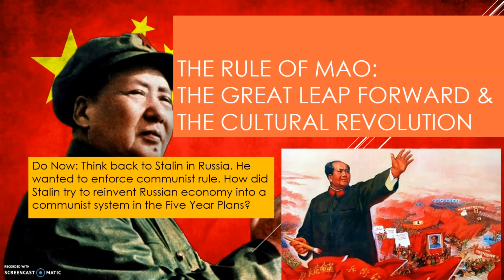So, first, you're going to get started with answering a question about Stalin and Russia. What can you tell me about what happened when Stalin tried to reinvent the Russian economy into the communist system with his 5-year plans? We're going to talk about Mao in China, and Mao drew a lot of inspiration from Stalin's ideas on how to transition from a capitalist or traditional society to a communist one.